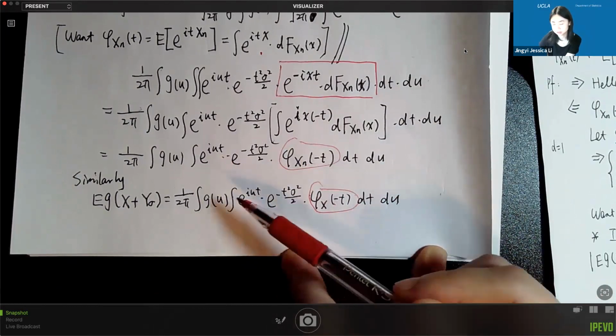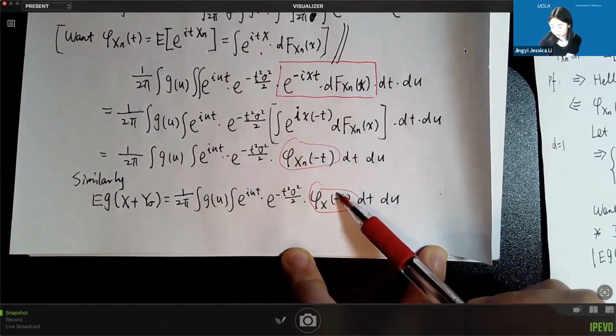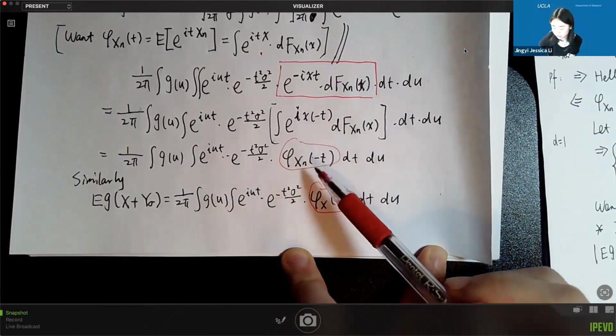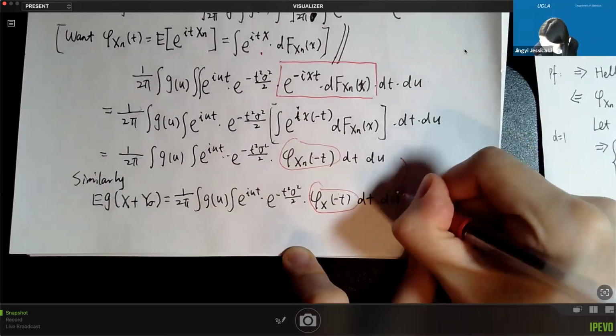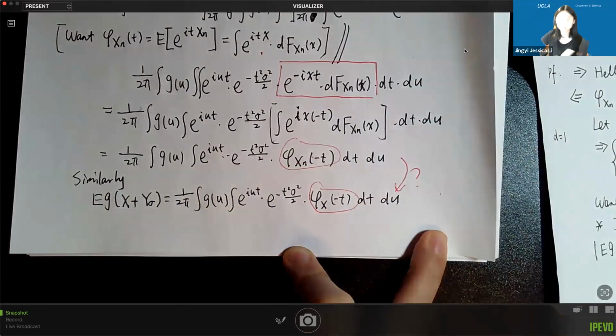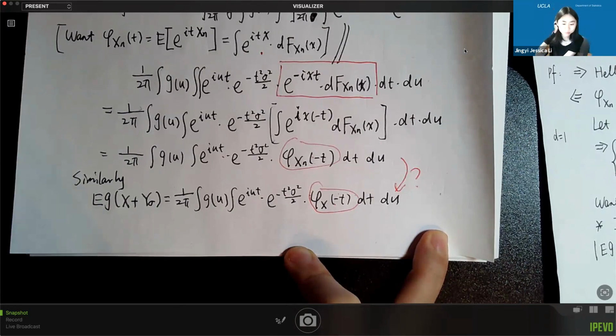That's what's left. Given this converges to this, can we say the integral converges to the integral? That's the final question mark. And here we can use something we briefly mentioned but didn't prove in our previous lectures. That is the dominated convergence theorem. That's the only thing we will need.